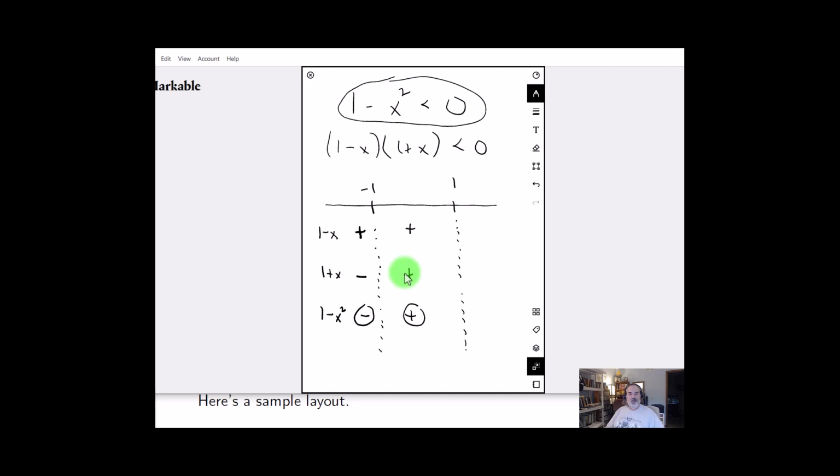And now for numbers bigger than 1, 1 minus x is certainly going to be negative. 1 plus x is certainly going to be positive, and the product of those two would be negative. Okay, and there we go. There are the two intervals that cause 1 minus x squared to be less than 0, and so we would present the solution set as an interval from negative infinity up to negative 1. We would also have the interval from 1 to infinity, and when you have two disjoint intervals like that, you clip them together in a solution set with the union symbol. Okay, so that would be our answer.